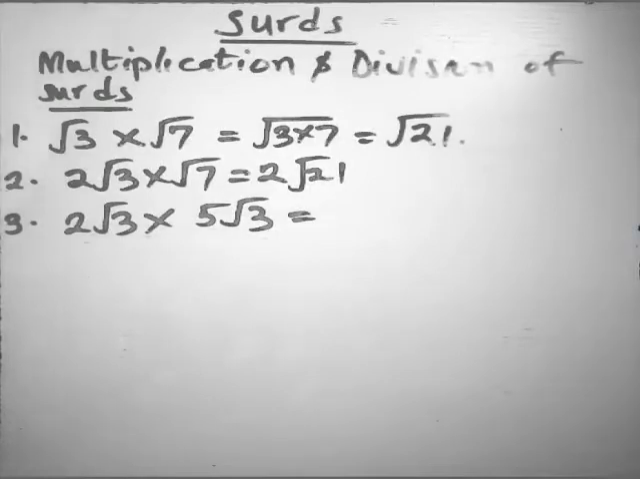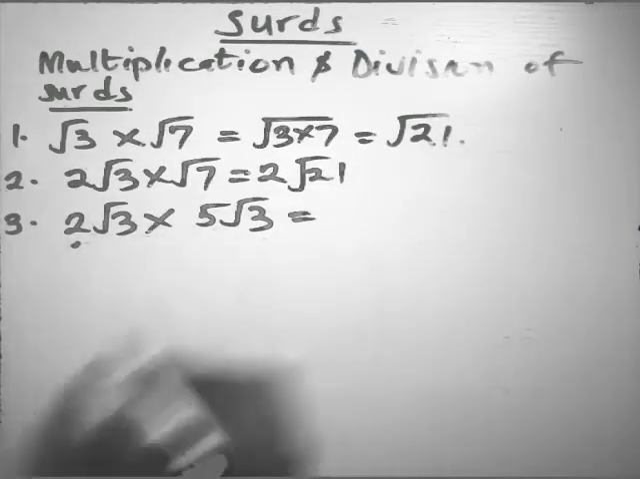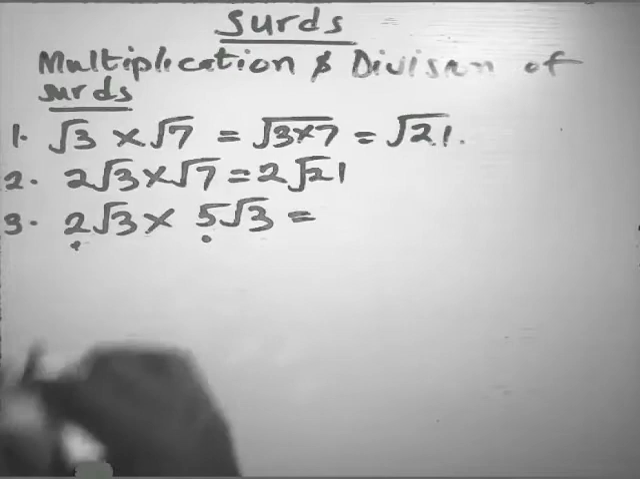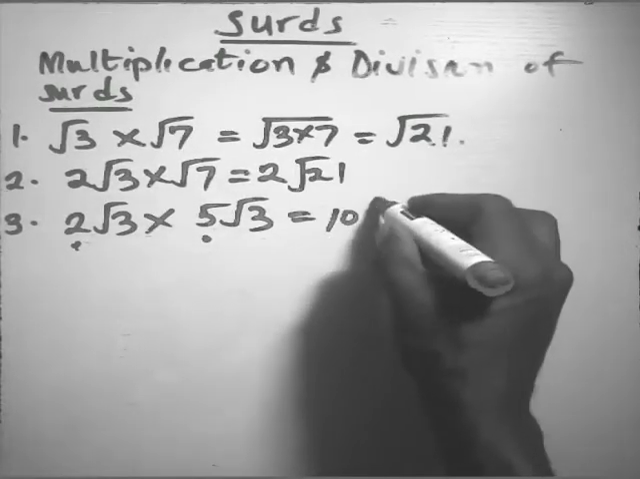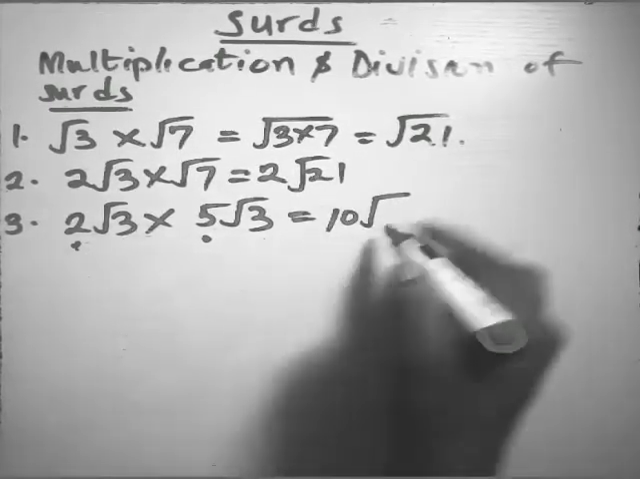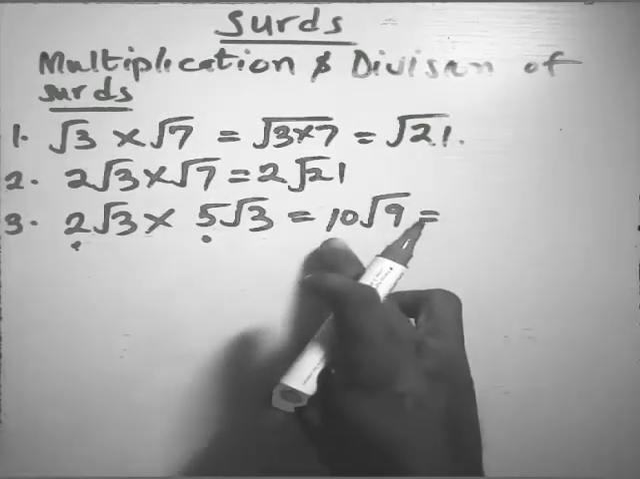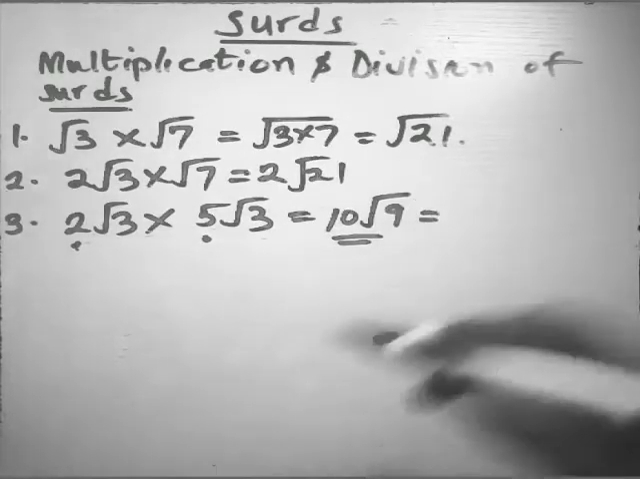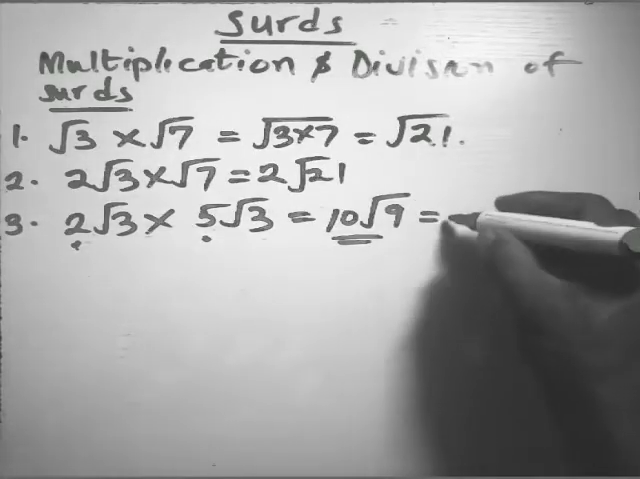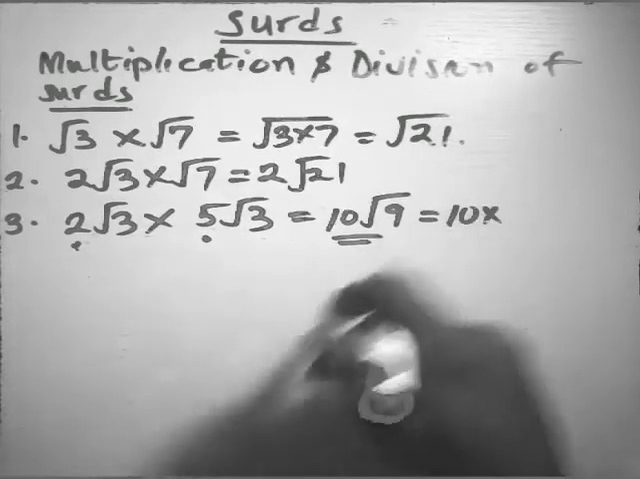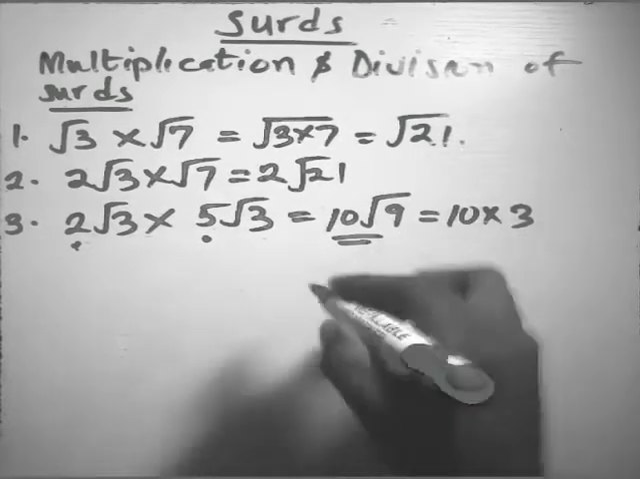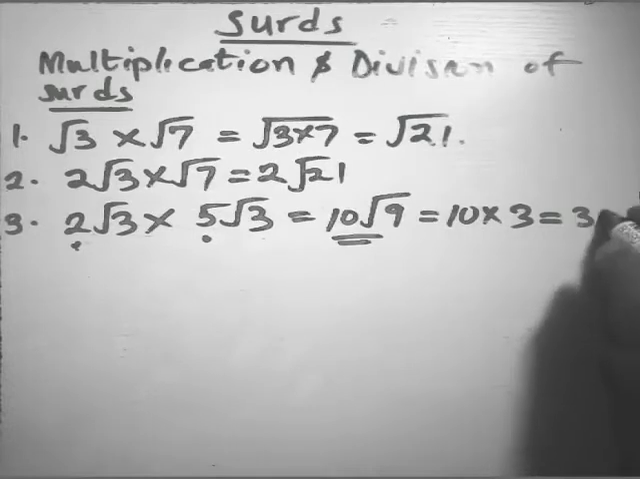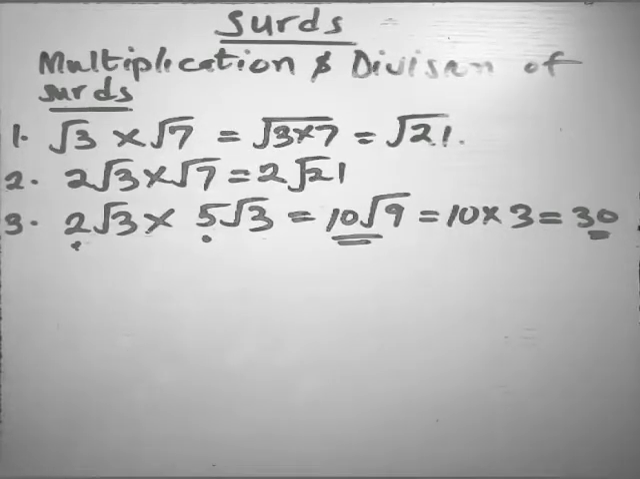What do we do? This time around, we have a coefficient and we have another coefficient. So 2 times 5 gives me 10, root 3 times root 3 gives me root 9. This is correct, but we can't stop here because we have a perfect square under a square root, so we need to push it further. Then 10 times the square root of 9, which is 3, is 3 times 10, 30. That is a little knowledge of what we do in surds during multiplication.